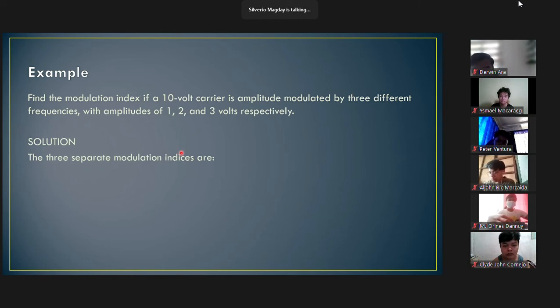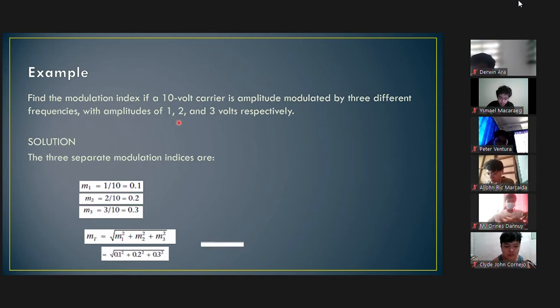VC is the given, or your EC, and then we have your EM or your VM. So take 1/10, 2/10, and 3/10. Those are the modulation indices. And then take the RMS of the sum of the squares, and we get 0.374. Easy lang naman. Nakuha.